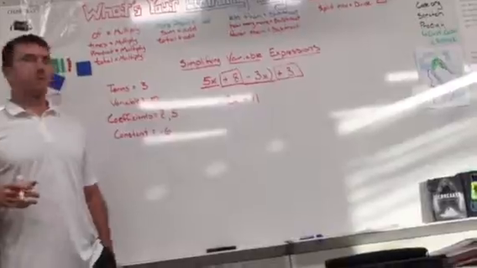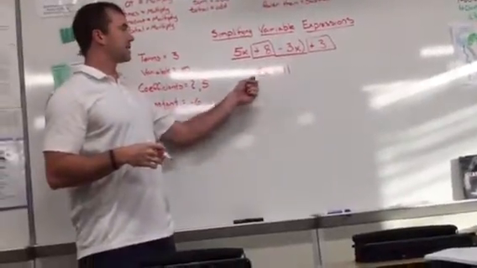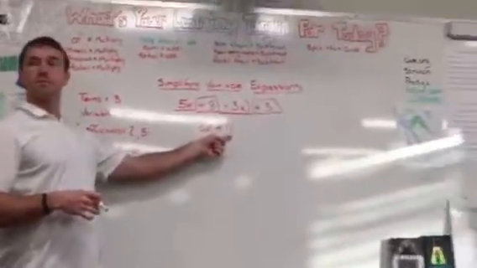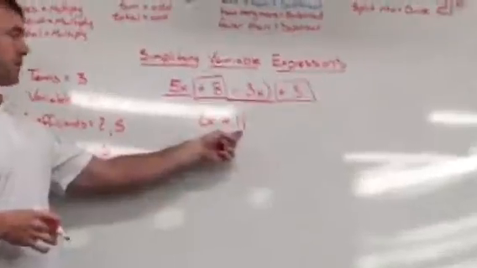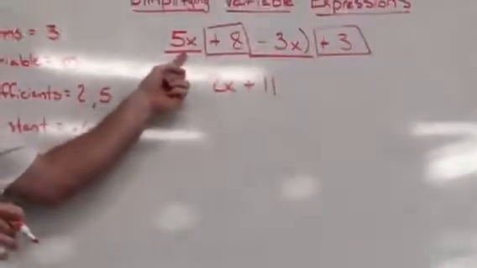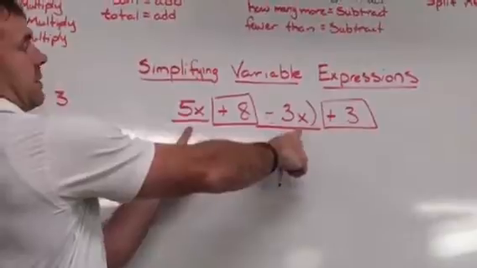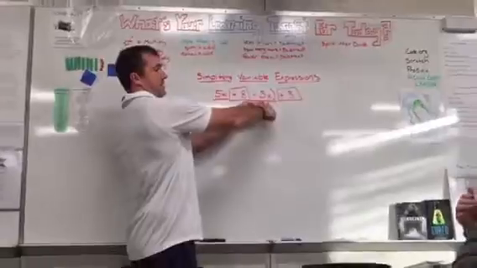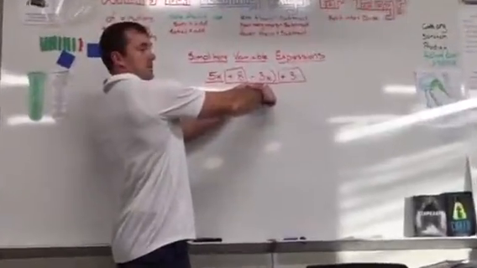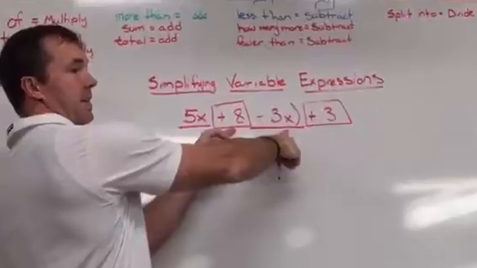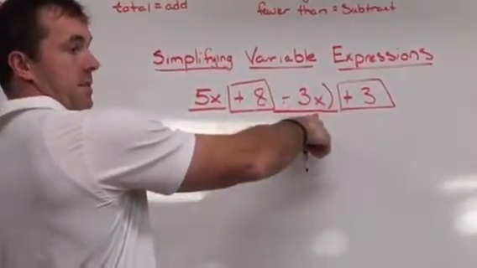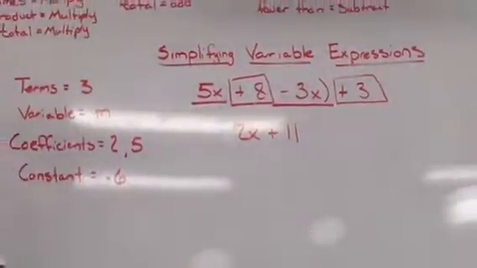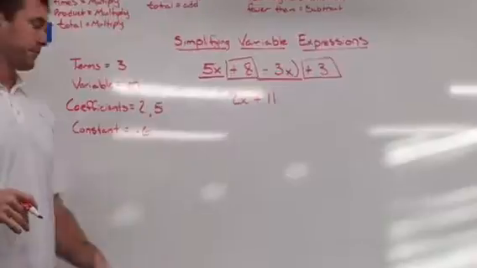Does this look more simplified than that? Yeah, but it's the same exact problem. If you substitute x in, let's say that x is 2. What's 2 times 2? 4. Plus 11, 15. What's 5 times 2? 10. What's 3 times 2? 6. So 10 plus 8 minus 6, 18 minus 6 is 12, plus 3 is 15. You get the same answer. This is just simplified. All right, let's look at one more.